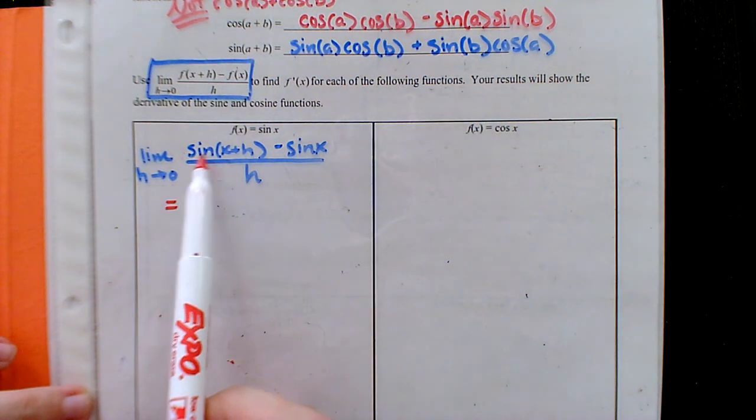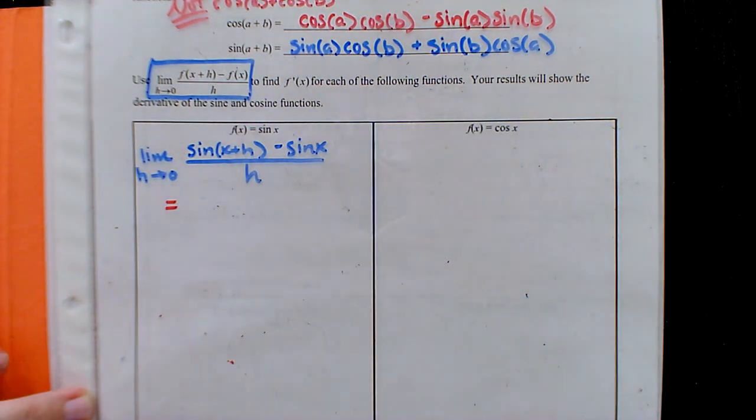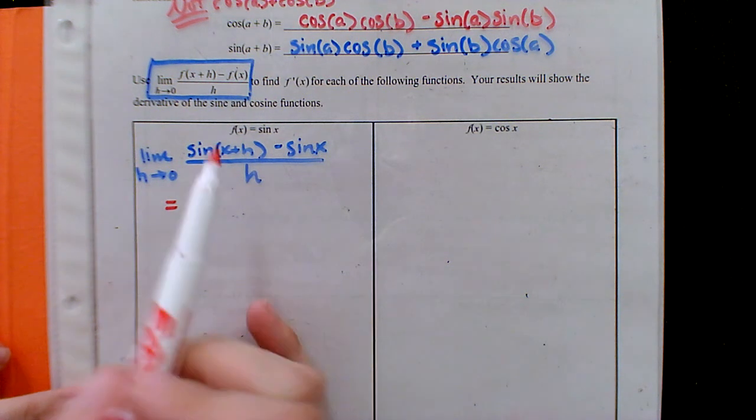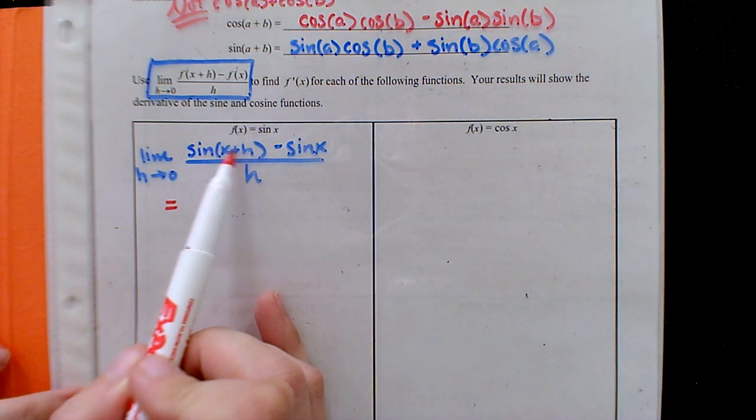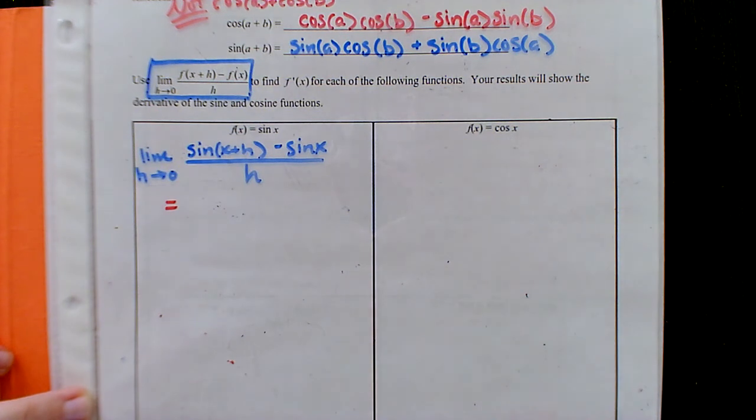How might you want to rewrite sine of x plus h? Notice how you are adding two quantities or values inside of the sine function. Can we rewrite that somehow? It's not sine of x plus sine of h. You don't distribute. What do you want to try? Can we use, yeah, Vinny?